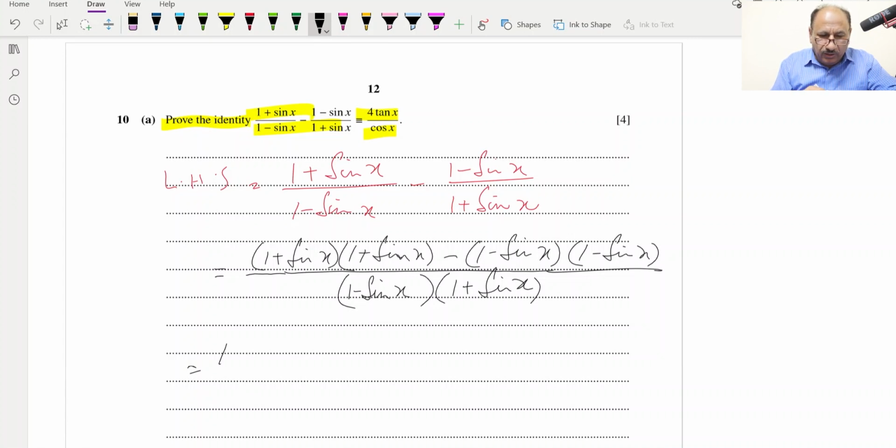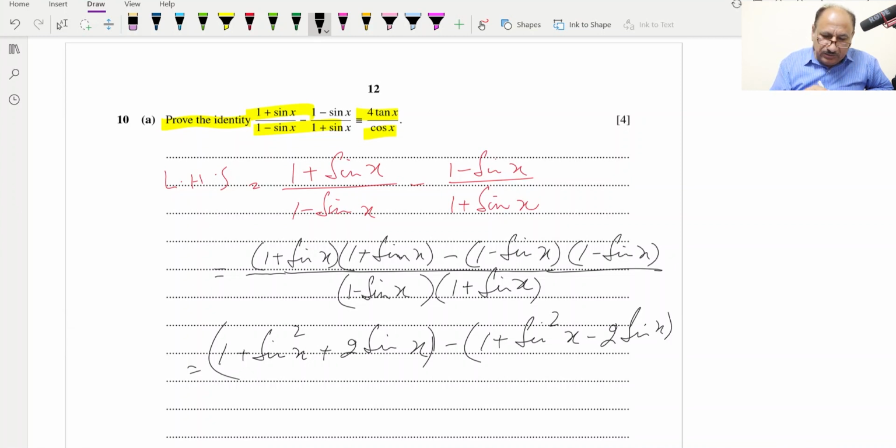We can multiply and open this. Basically this will be (1 plus sine x) squared, which is 1 plus sine squared x plus 2 sine x, minus. We can put in brackets basically to avoid any mistakes, so (1 plus sine squared x minus 2 sine x), and the denominator we can write as a plus b, a minus b, which will be 1 minus sine squared x.